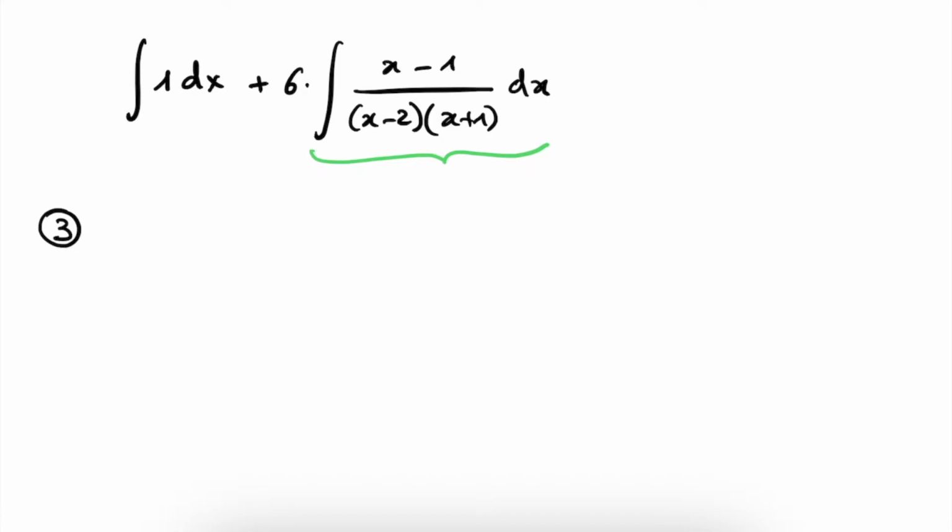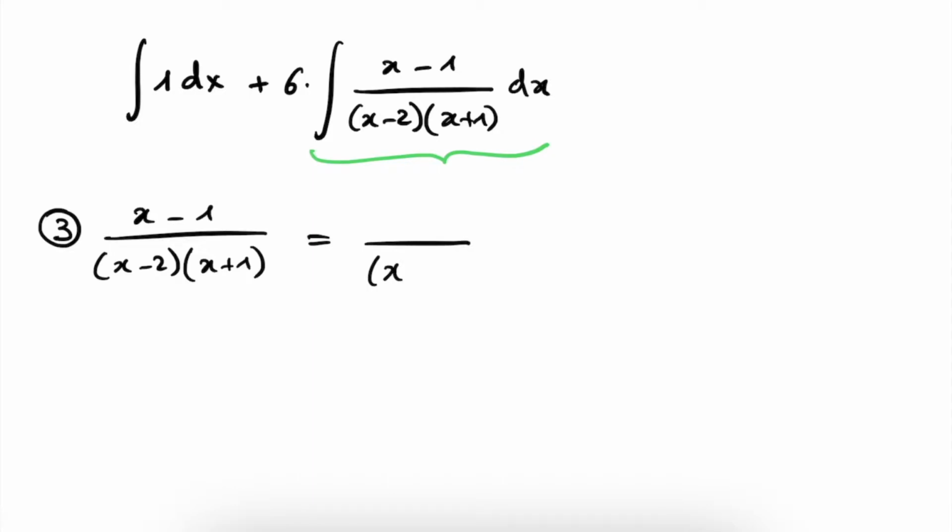We want to write our fraction, so our x minus 1 divided by x minus 2 times x plus 1, as a sum of two fractions, where the first fraction has as the denominator our first term of the product here, and the second fraction has in the denominator our second term here, so x plus 1. So what comes in the numerator of these two fractions such that this equality sign holds? Well, that is exactly what we're trying to figure out in this third step.